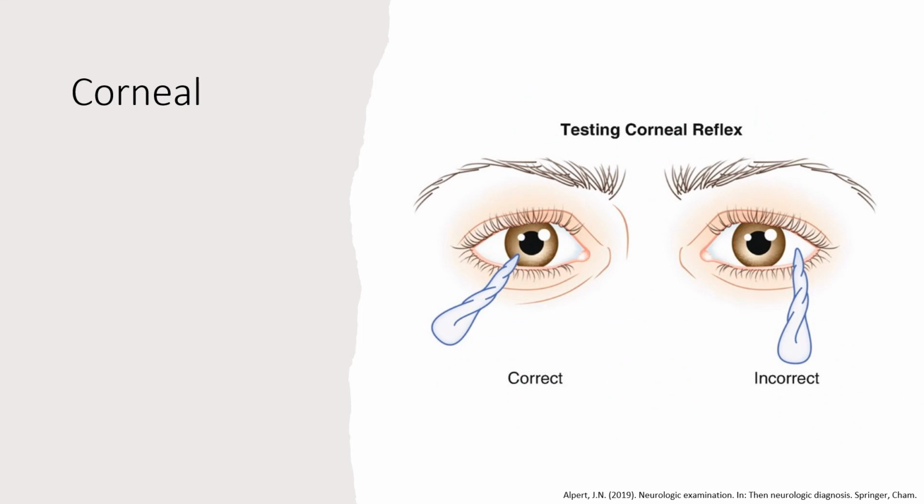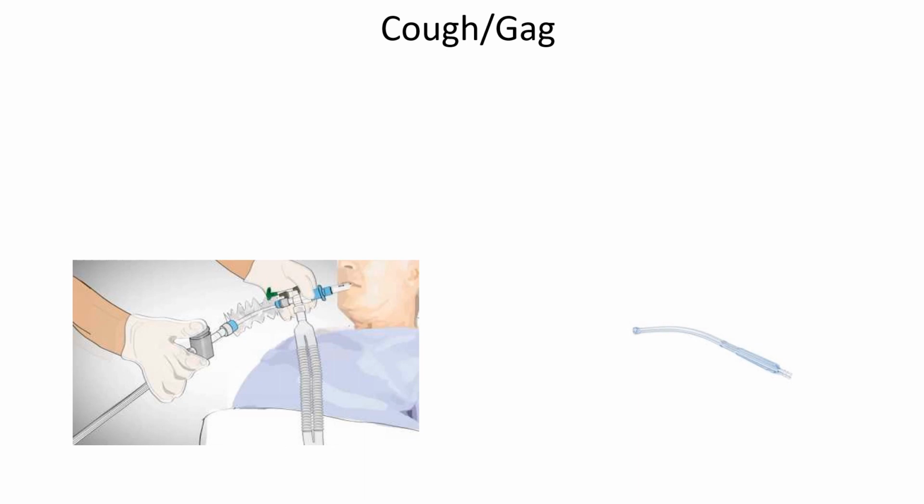Corneal responses are checking cranial nerves 5 and 7. So we're touching the cornea, which the sensation is 5, and the response to blink is cranial nerve 7, and that's located in the pons. You want to make sure that you're touching the cornea and not just the sclera. Cough and gag are the other brainstem reflexes that we check. So we want to use inline suction to check a cough and a Yankauer to check a gag. And we're looking for cranial nerves 9 and 10, and those are located in the medulla, so the bottom part of the brainstem.